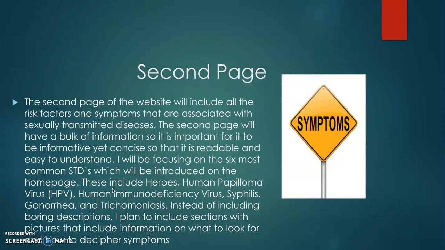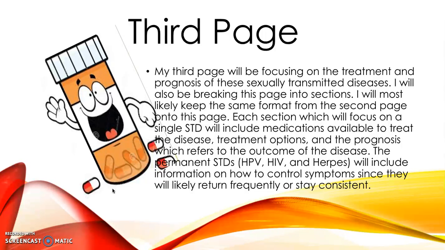I'm just going to include the symptoms on the second page, and then on the third page, I'm going to be doing the treatment and prognosis, which basically means, what can you do if you have this STD? I'll break it into sections, like with subheadings and stuff like that. It'll also be connected with a hyperlink. I also put the medications for each STD under each section that they have.